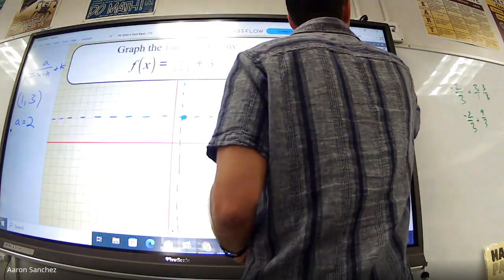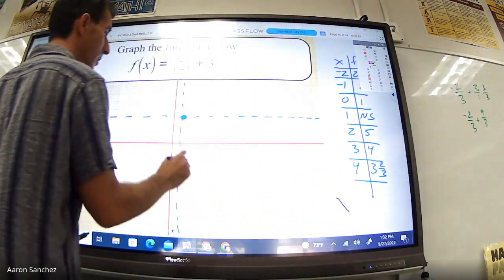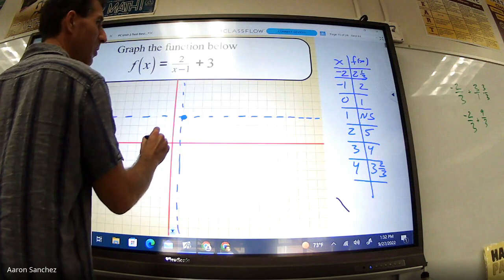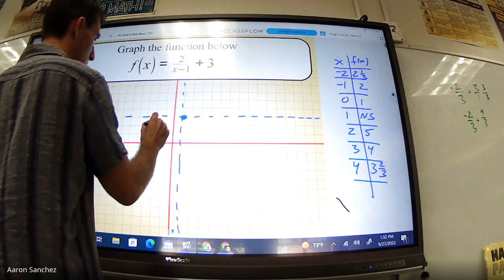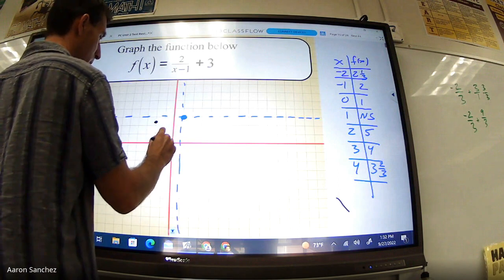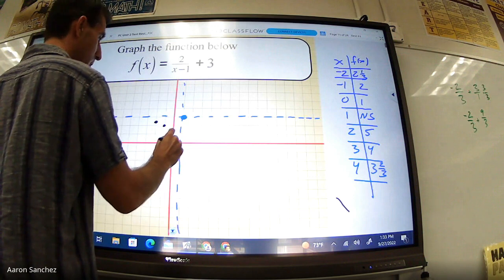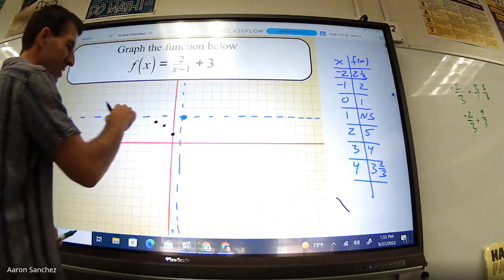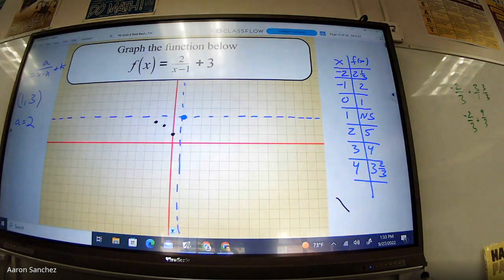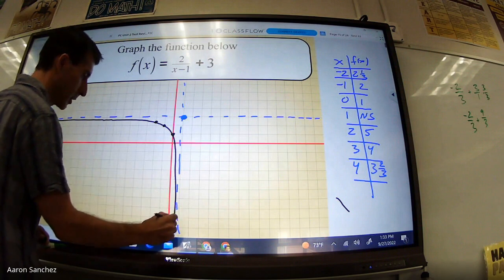Okay, so let's put our points. Do it in black. Okay, that's your point. -2, 2 and 1/3. So right there. And then -1, and then 2. So see how it's going in a nice pattern? And then 0, 1. See how that does that? It should do that little curve thing, right? And then remember, we hug the asymptotes. Go through the points and hug it.